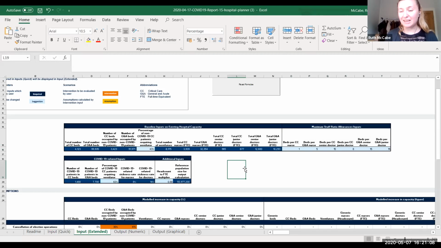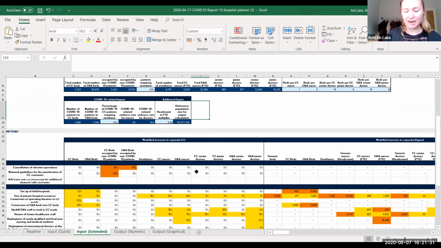So the idea that these are included in input extended rather than input quick is that we think that these would be fairly uniform across different settings. So we would hope that people wouldn't have to worry about those if you wanted to do a quick analysis, but it is of course important to be aware of these figures and to check that you do agree with them. So I can then go further down.